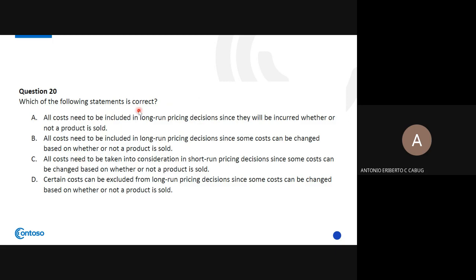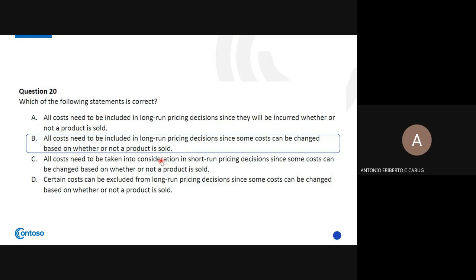Which of the following statements is correct? The correct answer is letter B. All costs need to be included in long-run pricing decisions, since some costs can be changed based on whether or not a product is sold. Okay ba? Okay, yun yung reason, no?